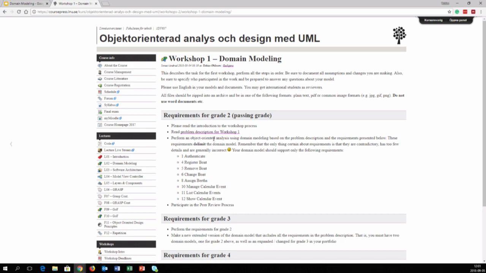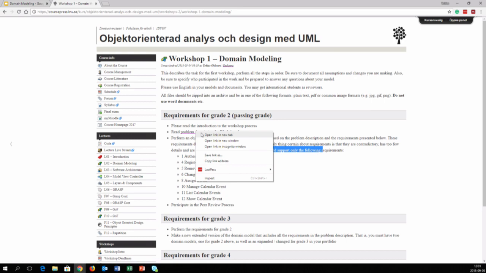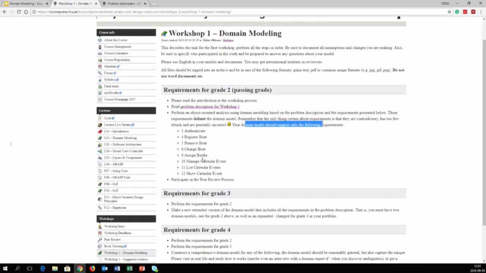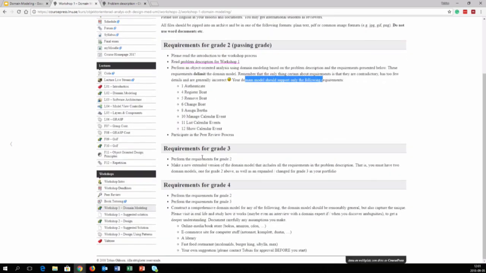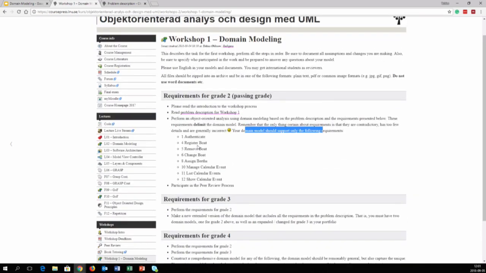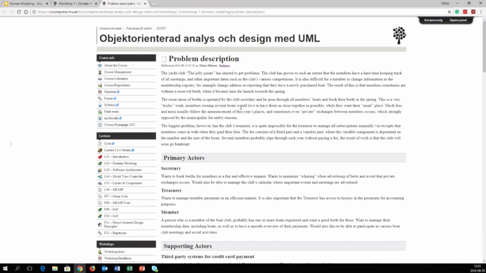So, perform an object-oriented analysis using domain modeling based on the problem description and the requirements presented below. These requirements delimit the domain model. Remember that the only thing certain about requirements, blah, blah, blah. Your domain model should only support the following requirements. So, use these requirements, and you find them here. And what you hand in is basically your domain model.